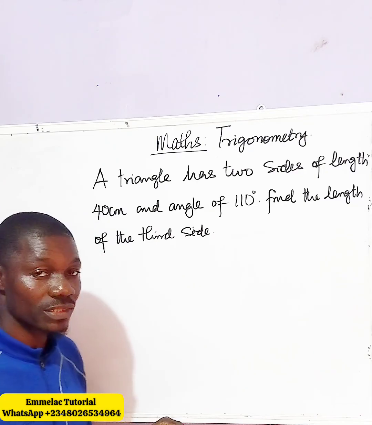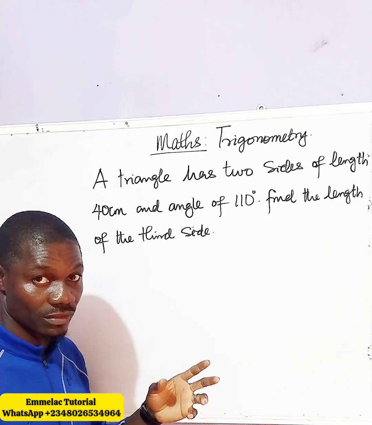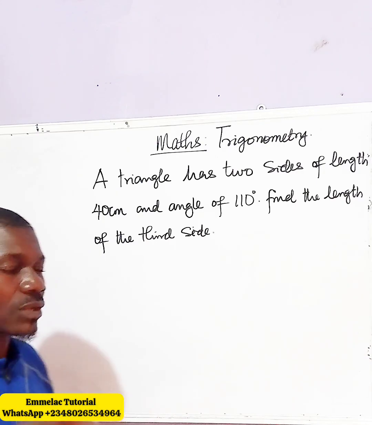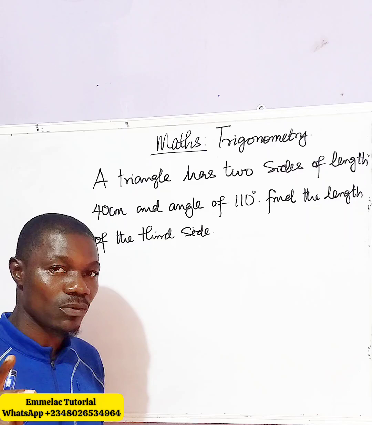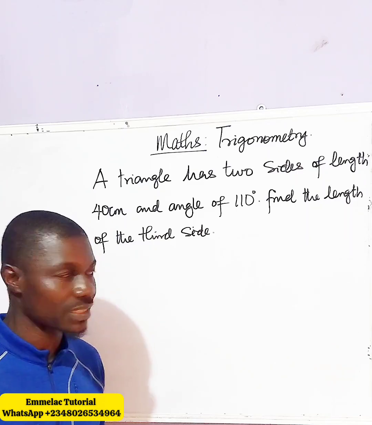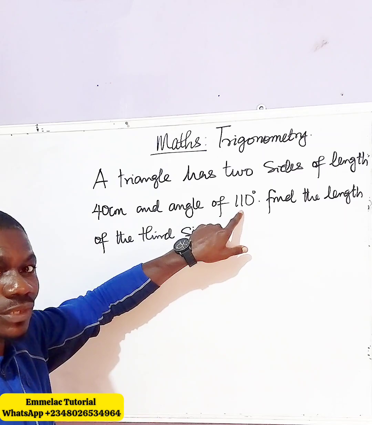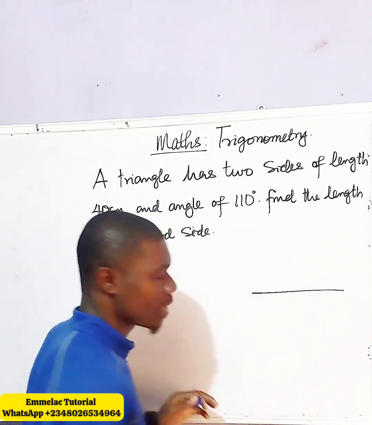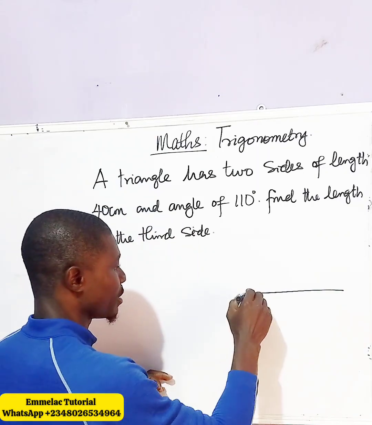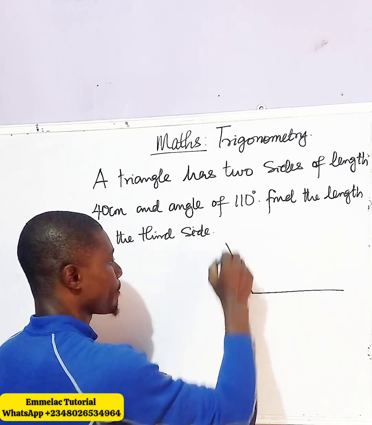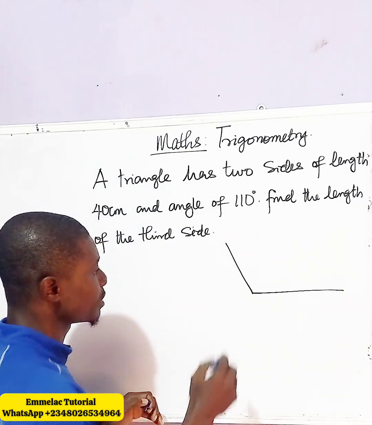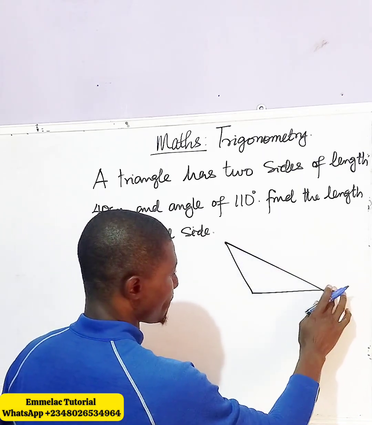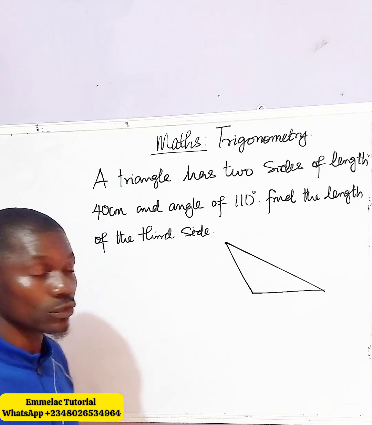Okay, now we know that a triangle has three angles and three sides. However, take note that these three angles must sum up to 180, but one of the angles is 110. So let me draw this. As per 110, this angle should take this form. Take note, this is not drawn to scale.